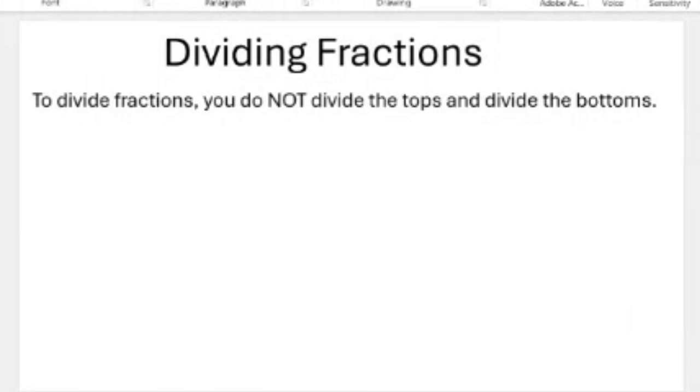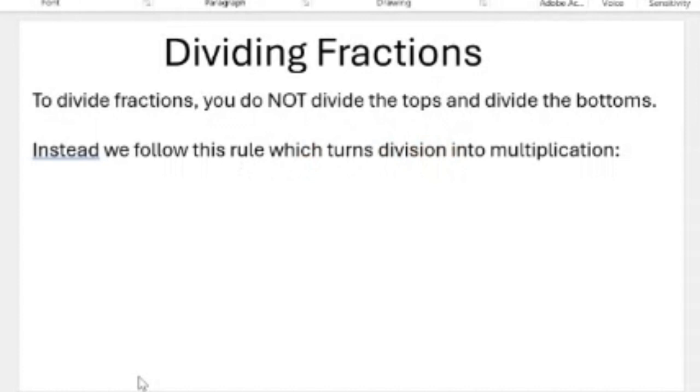Okay, so to divide fractions, you do not divide the tops and divide the bottoms. It is not the same rule as multiplying. So do not do this. Do not say, oh, 9 divided by 3 and 10 divided by 5. That is incorrect, not true.